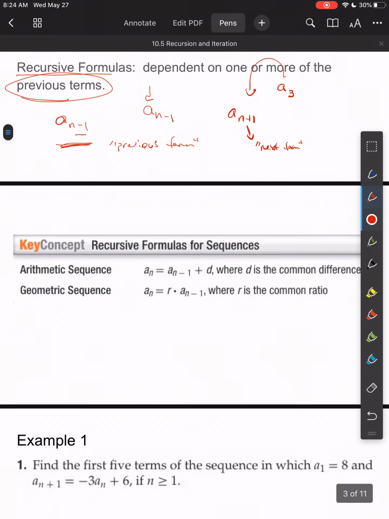So, 2 formulas to know. One is the arithmetic formula, which states that we take the previous term and add the common difference. Another is the geometric sequence formula, where we take the common ratio, the thing that's being multiplied each time, and multiply it by the previous term to find the next term of the sequence.